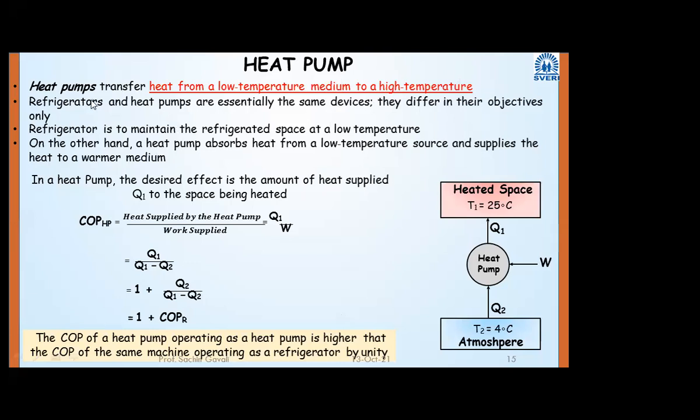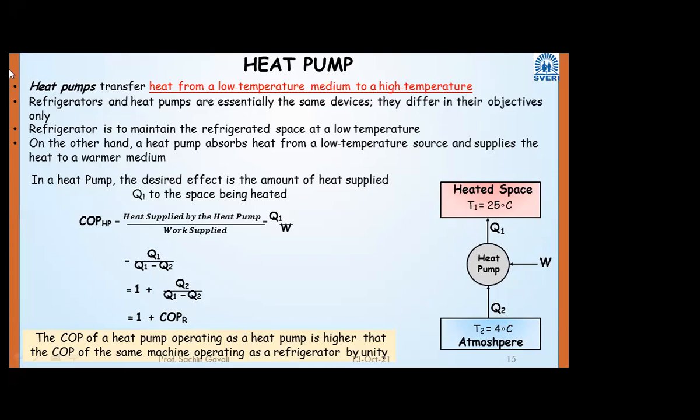So a heat pump transfers heat from a low temperature medium to a high temperature medium. Low temperature means here the atmosphere, and the heated space. Okay. The heat pump has a W arrow because work is given to the heat pump. Otherwise it takes heat from here and puts it there. The heated space is our thermodynamic system, the heat that the refrigerator absorbs. That will be our thermodynamic system.